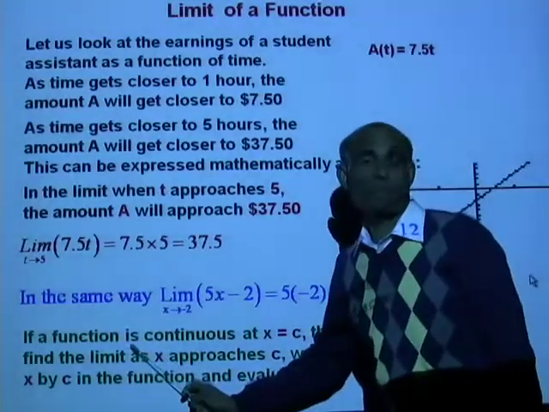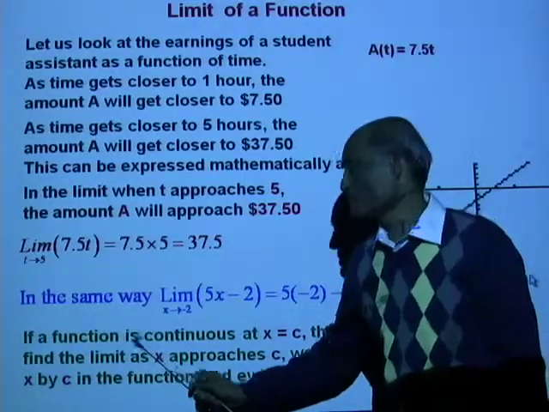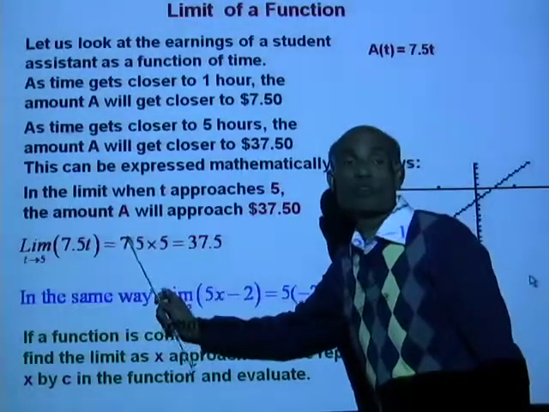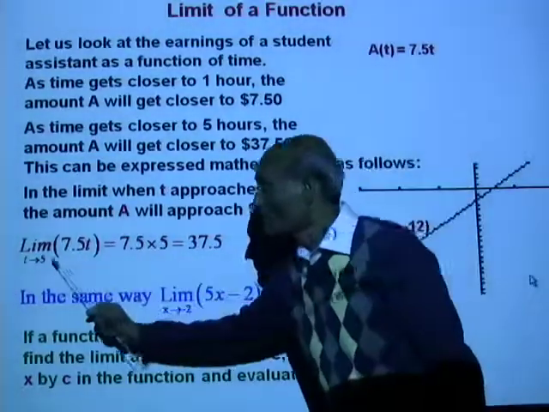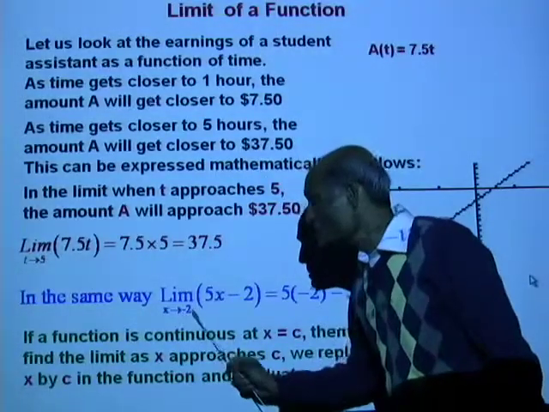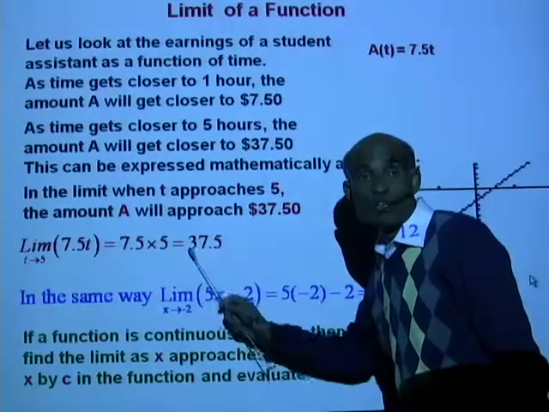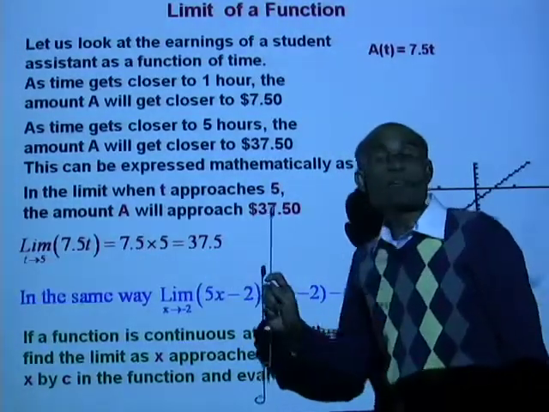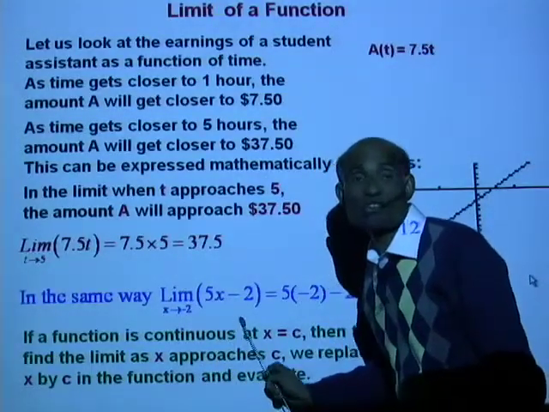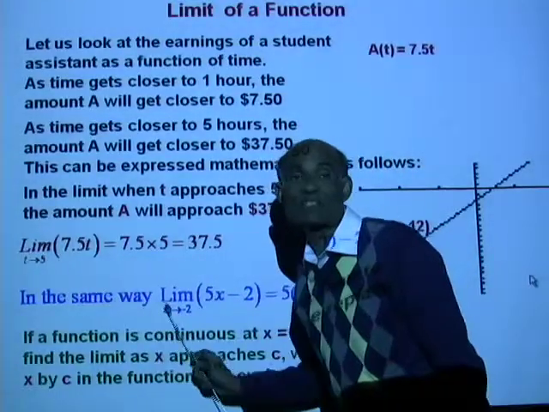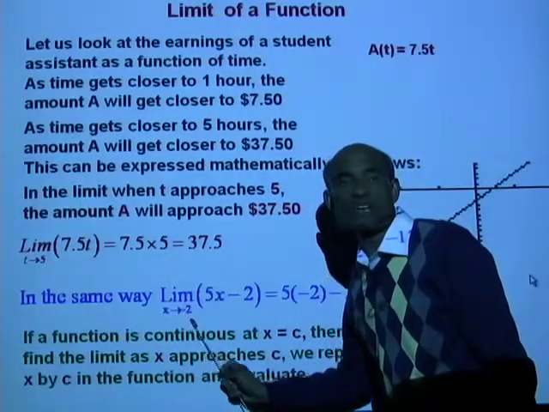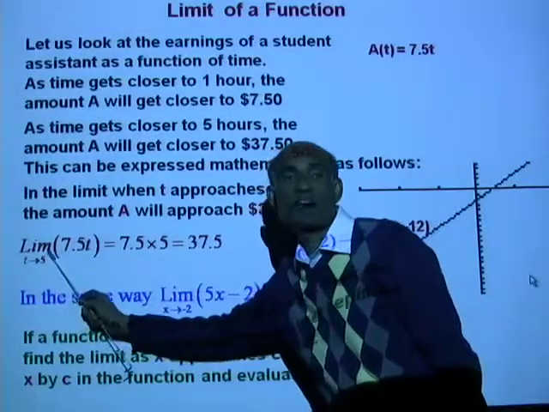Now, watch this. I'm putting down this as a definition. If a function is continuous at x equal to c, you can see in both these cases, the function is continuous at t equal to 5. The function is continuous at x equal to negative 2. So what we did here is valid only if the function is continuous in that particular limiting case. Now we're going to use x equal to c. In this case, c is negative 2, and in this case, t equal to 5.